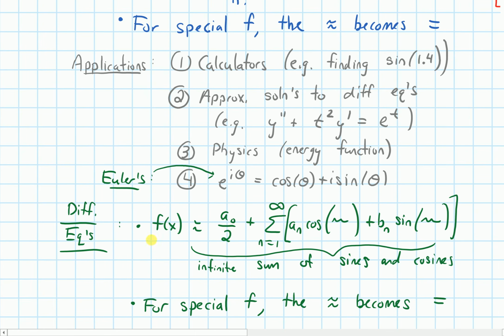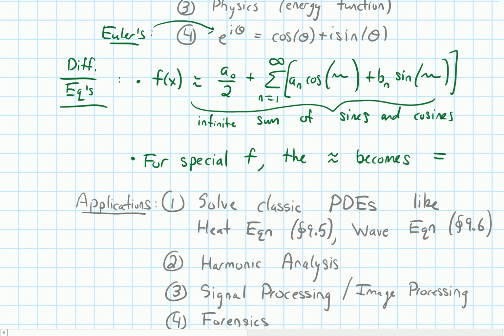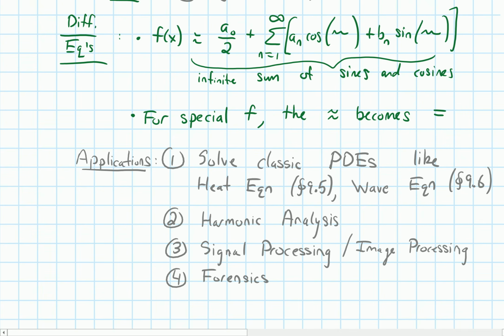So what are some applications of Fourier series? The most immediately relevant to us is they let us solve classic partial differential equations. That's what PDE stands for, partial differential equations. In the textbook, these show up in sections 9.5, 9.6, and 9.7. For example, the heat equation shows up in section 9.5, and the wave equation shows up in section 9.6. These are classic partial differential equations that can be solved with the help of Fourier series.